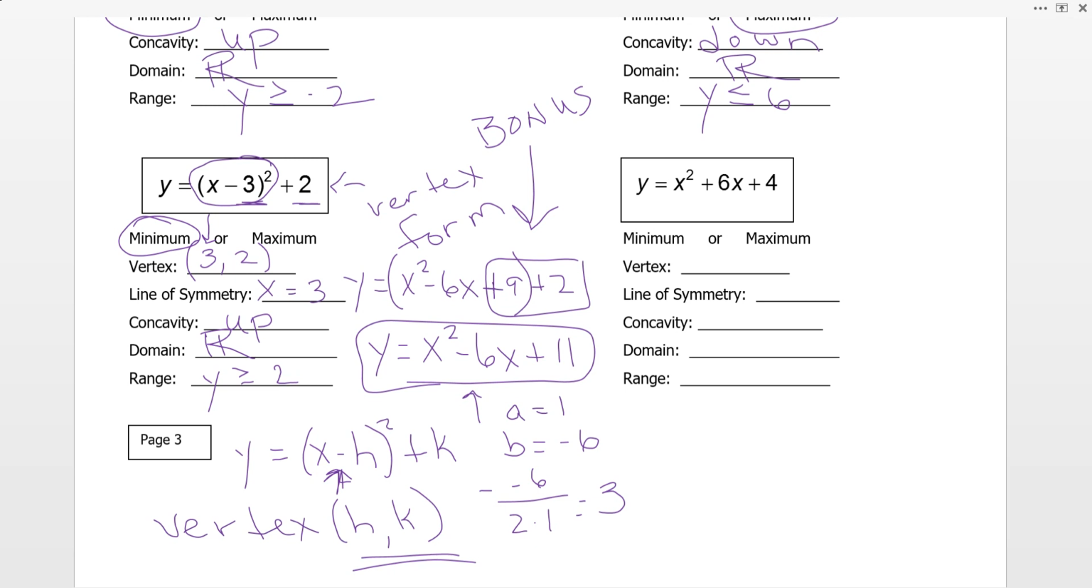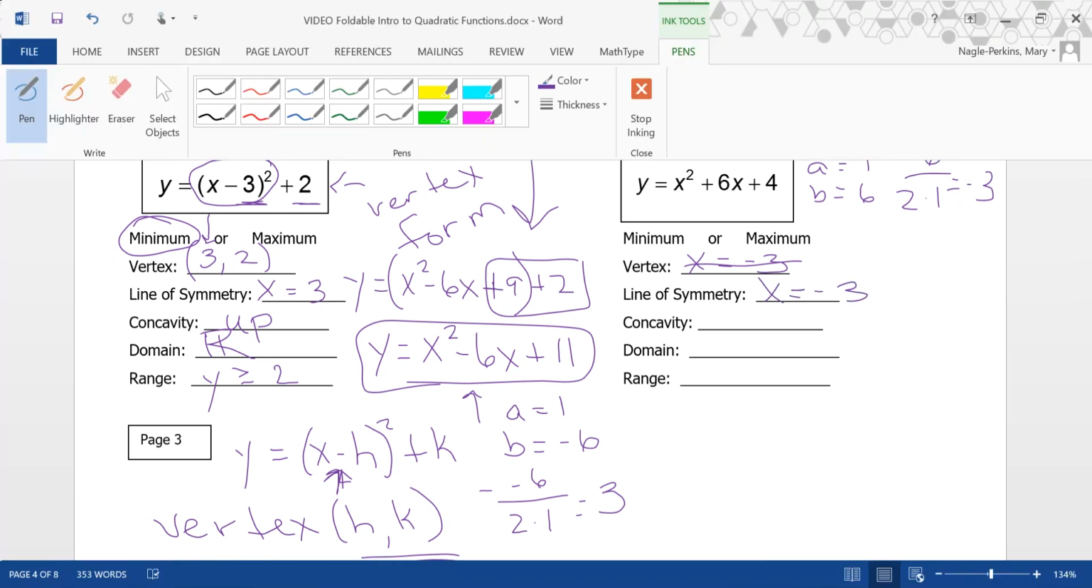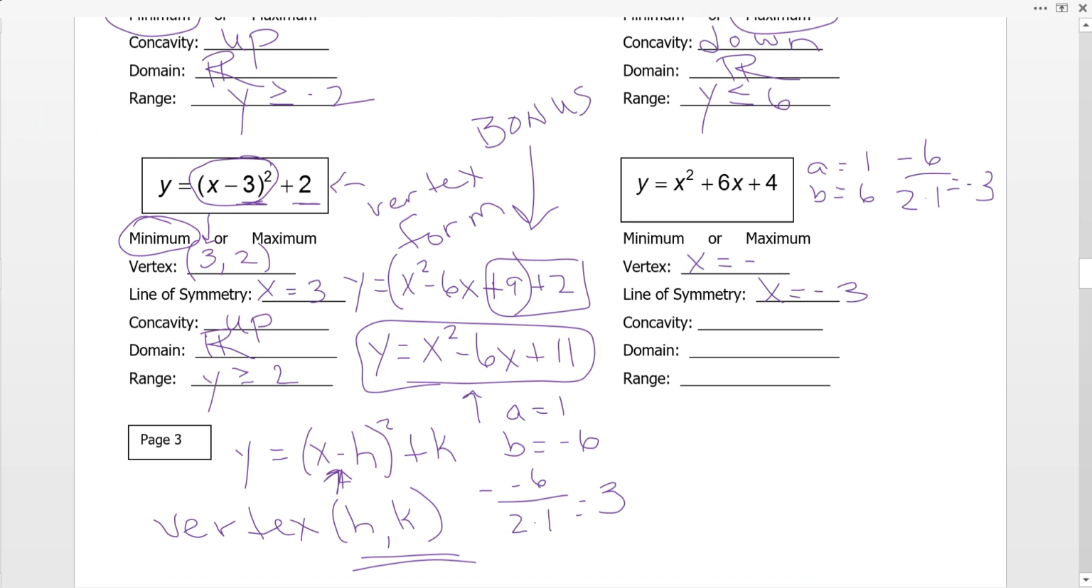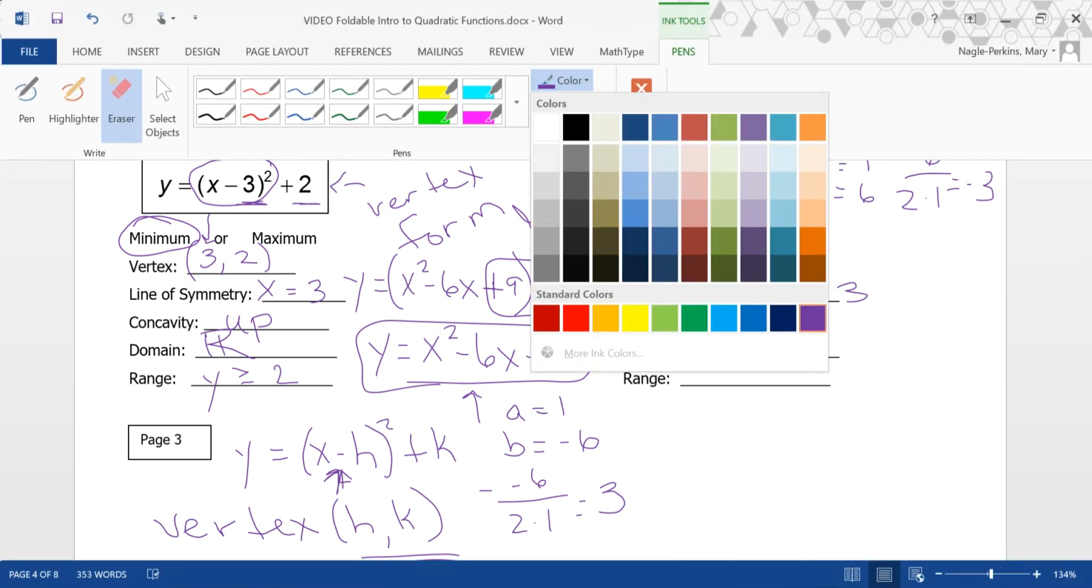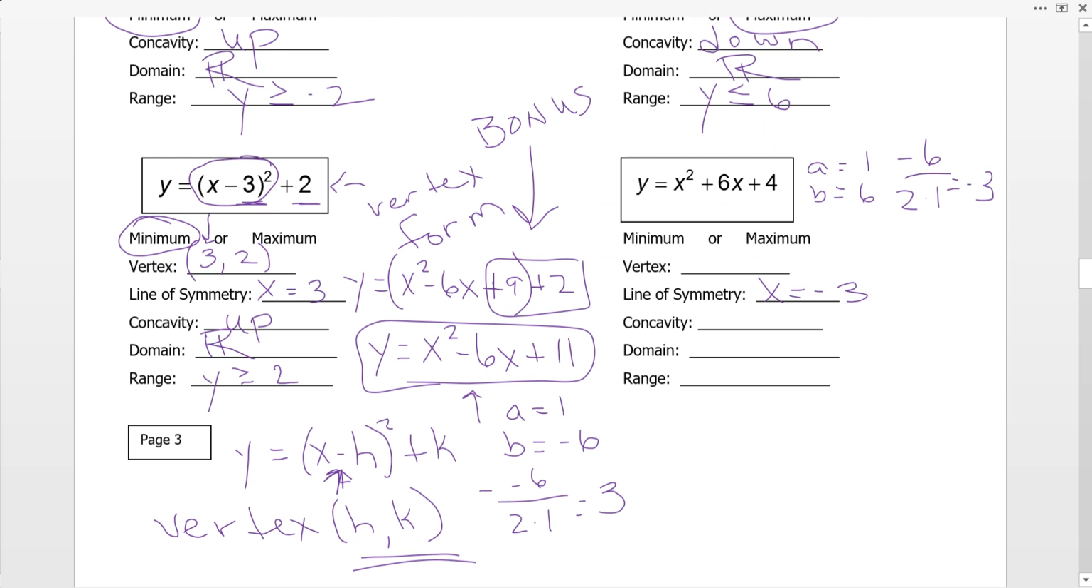So let's see what we can figure out from this. For this one, we're going to have a equals 1, b equals 6. So we have -6 over 2 times 1, which is -3. So the vertex is x equals -3. Oops. x equals -3. Yeah. I'll figure this out. I haven't made half as many mistakes as I normally do that you guys never see, because I always start over.